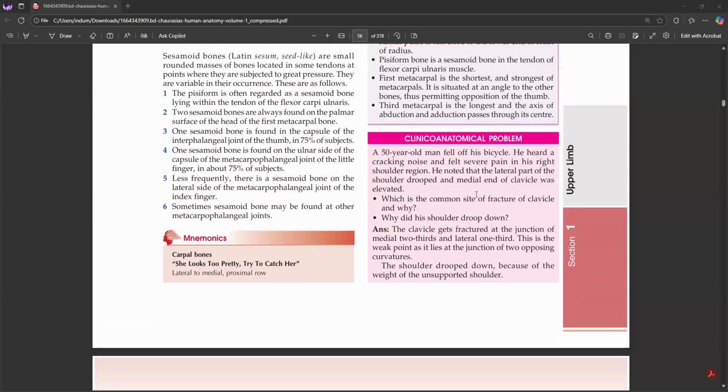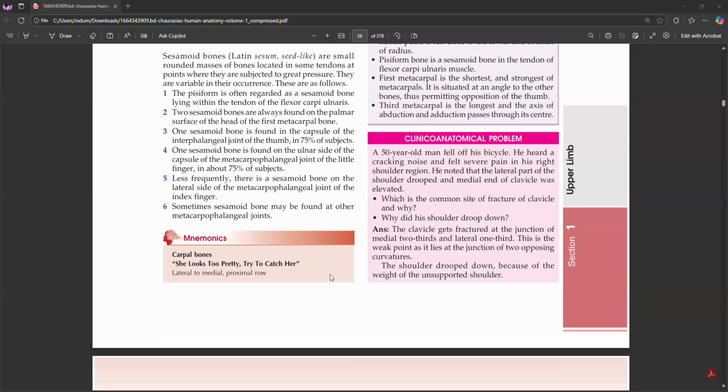Clinico-anatomical problem. A 50-year-old man fell off his bicycle. He heard a cracking noise and felt severe pain in his right shoulder region. He noted that the lateral part of the shoulder drooped and medial end of clavicle was elevated. Which is the common site of fracture of clavicle and why? Why did his shoulder droop down?